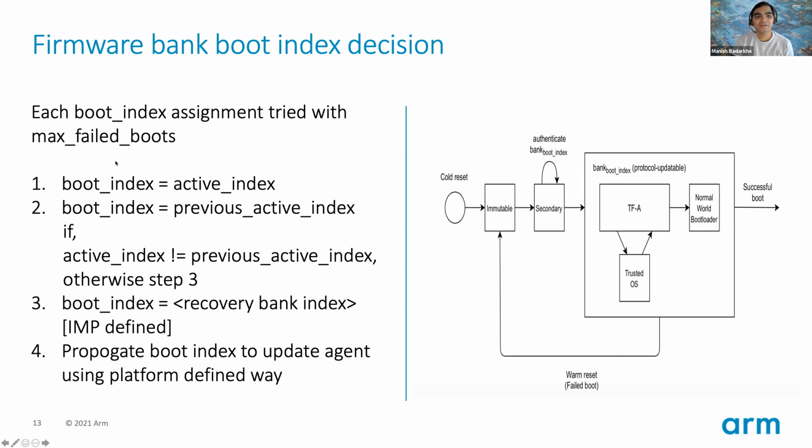after a certain number of trials, we go back to the previous active index, and we do the same things for the previous active index. And if that also fails, then we'll go to the recovery. So for authentication, we take the decision immediately to go back to the previous active index, but once the control reaches the normal world, we do some retrials and then decide.